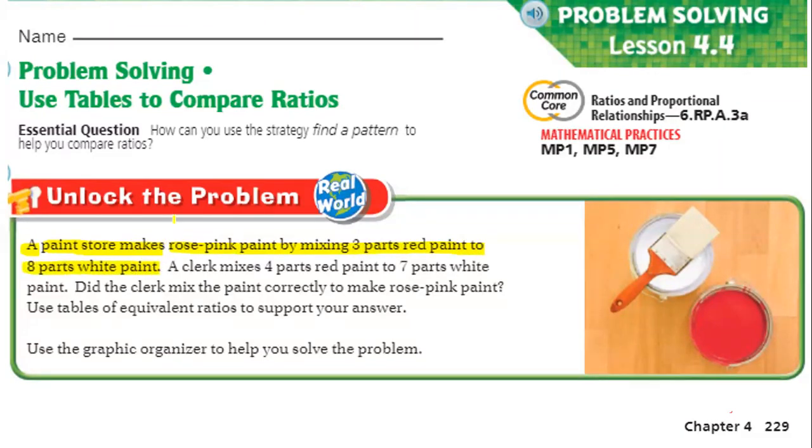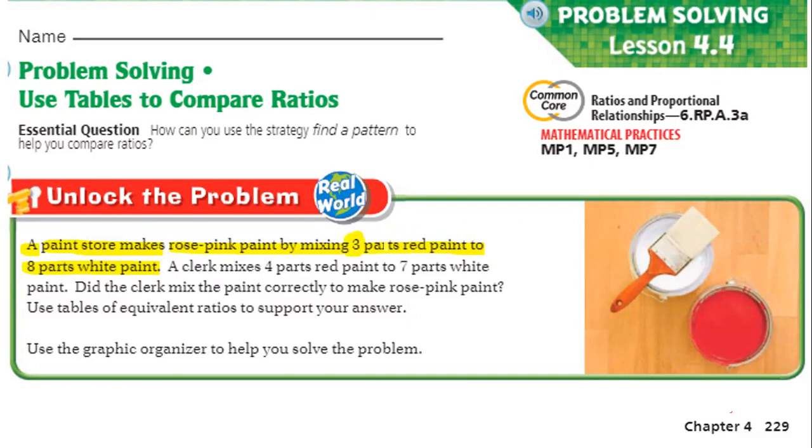Okay, guys, please listen to me, all of you again. Have a good focus and try to understand it from the beginning. Are you focusing? Yes. Okay, so please focus with your classmate Adam when you read the first sentence again. A paint store makes rose pink paint by mixing 3 parts red paint to 8 parts white paint. Okay, so all of you remember the first number here?